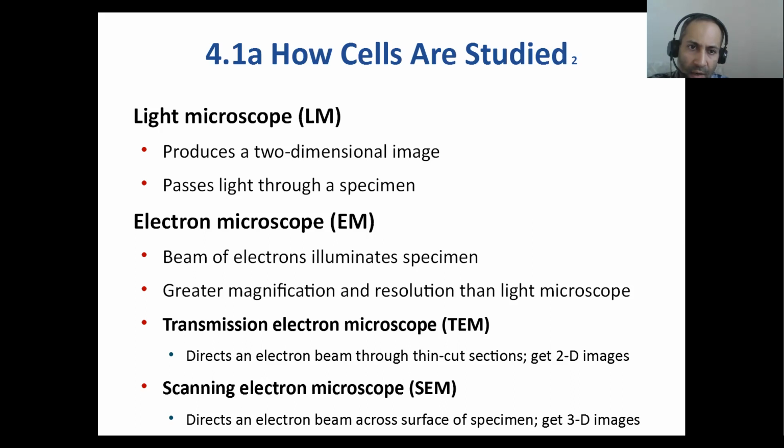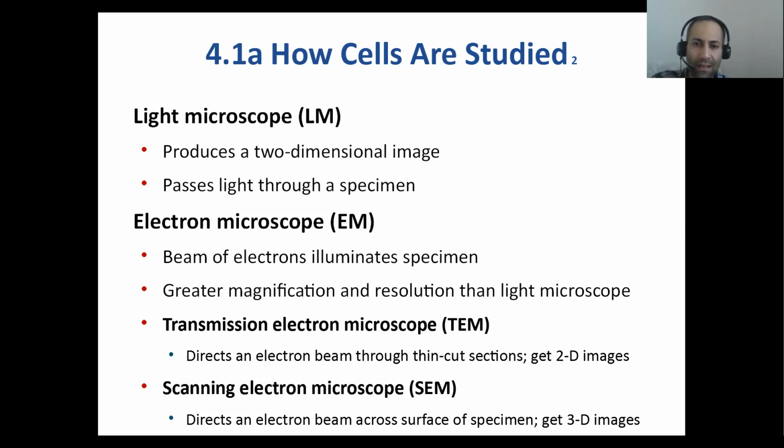Then you get down to the electron microscopes, and these are much more powerful, if you will, than the light microscope. They can magnify things to much greater extent than a light microscope. For example, if you're studying a virus, like the coronavirus as an example, or Ebola, you would be using an electron microscope, okay? You won't be able to do that under a light microscope.